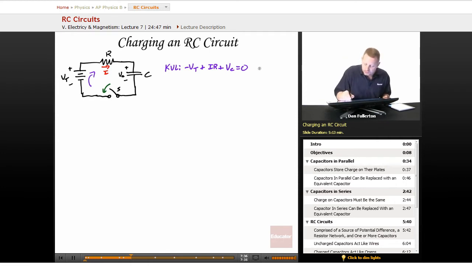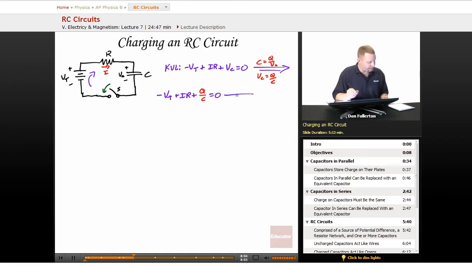But we also know that C equals Q over VC. And therefore VC must equal Q over C. So if we write this a little bit differently, we've got minus VT plus IR plus VC, which I'm going to write as Q over C, must equal 0. But at time t equals 0, the charge on our capacitor is 0. So at t equals 0, Q equals 0.